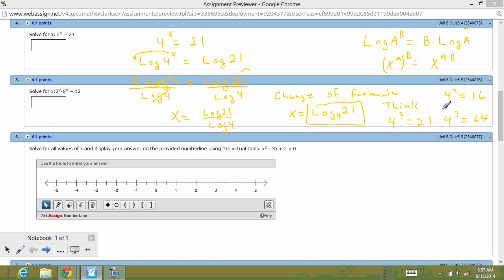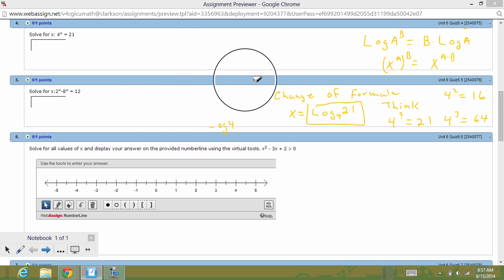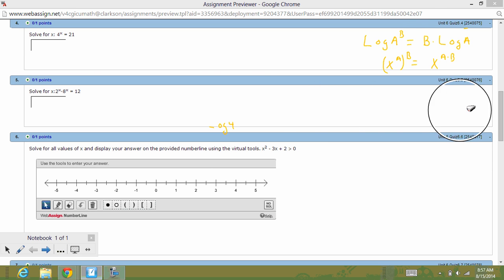All right. So that's an example of an exponential equation where you can't obtain a common base. And so now I'll just get rid of this, and we can move on to our exercise number 5. And exercise 5 says 2 to the x power times 8 to the x power equals 12.